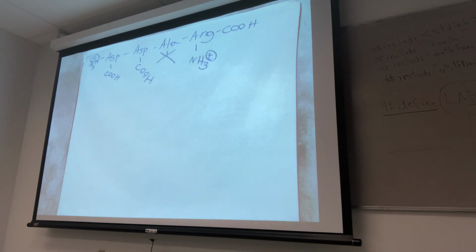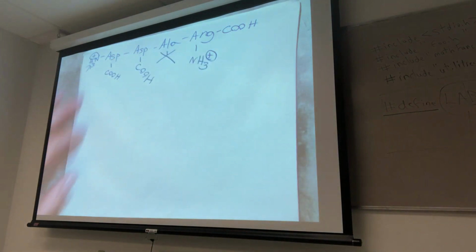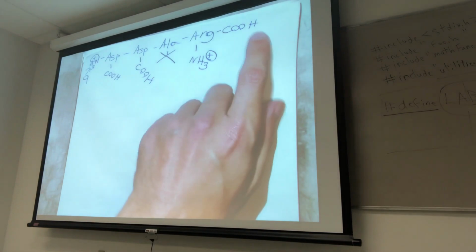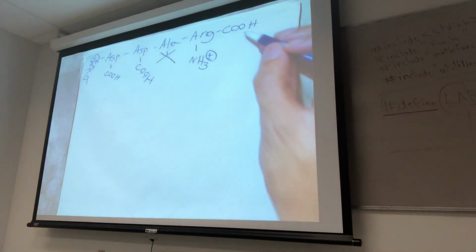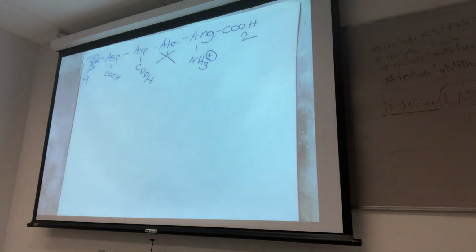Okay, these are the functional groups that matter. Each one has a pKa associated with it. Some we already know, and some we have to look in a table for. I already know that the alpha amino group is going to have a pKa of approximately what? 9. The alpha carboxyl group is going to have a pKa of 2, exactly. I don't know the ones on the side chains. I go look at a table.